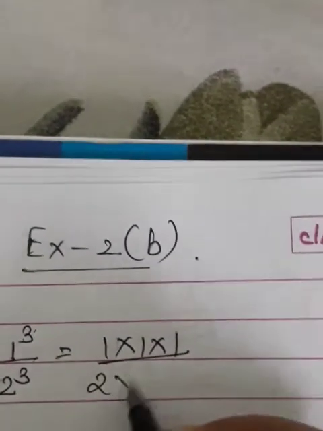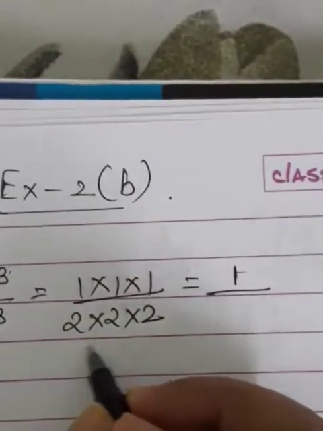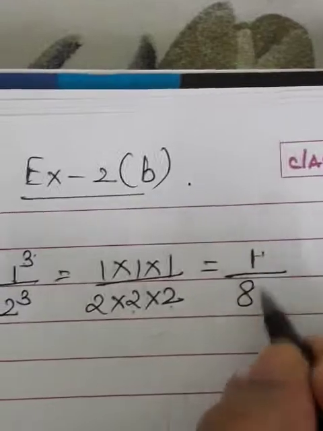1 cube means 1 into 1 into 1. 2 cube means 2 into 2 into 2. So 1 into 1 into 1 is 1. 2 2s are 4, 4 2s are 8. So the answer is 1 by 8. Now here I see B is 1 by 8. So the correct answer is B. So what is your answer? Answer is B, 1 by 8.